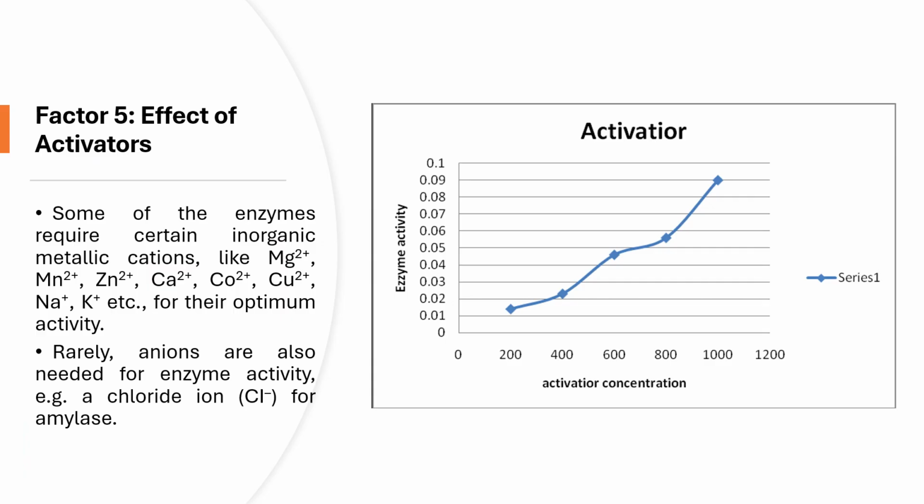Effect of activators. Some of the enzymes require certain inorganic metallic cations like magnesium, manganese, zinc, calcium, cobalt, copper, sodium, potassium for their optimum activity. Rarely, anions are also needed for enzyme activity. Example, chloride ion for amylase activity.